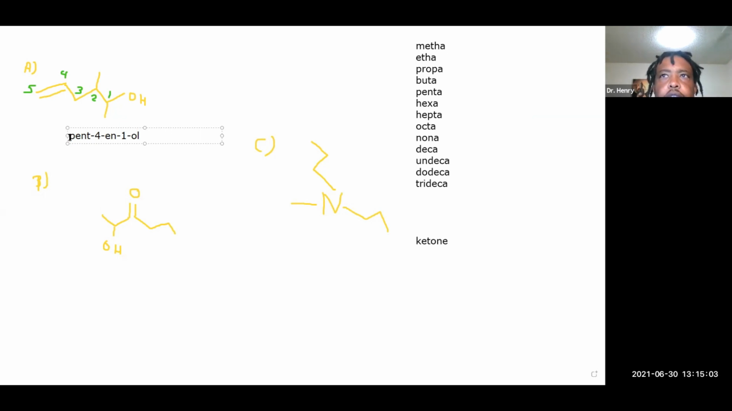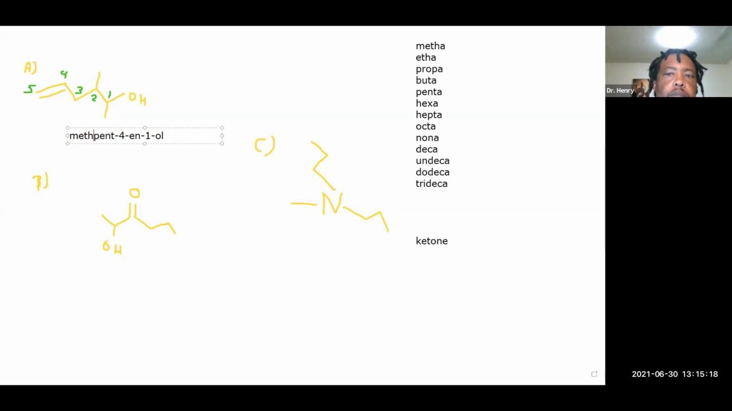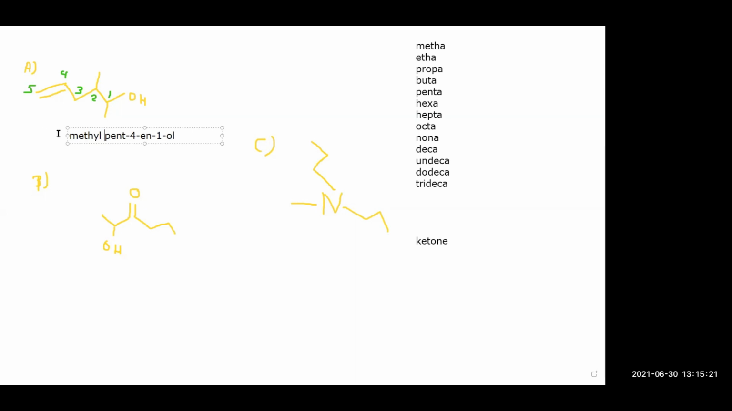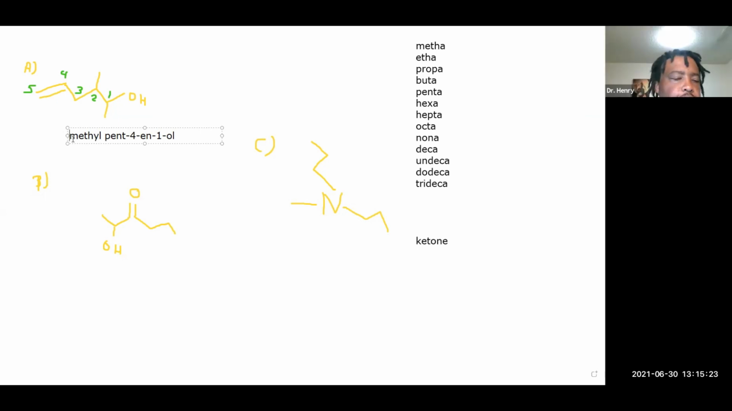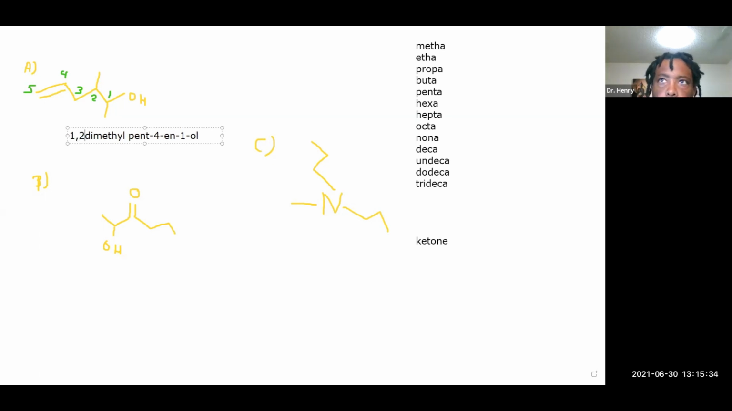So are there any other structures on this very first structure? Methyl. Okay. How many methyls? 2. Okay. Where are they located? And how do I account for 2 methyls? Prefix of di, and you can find them 1 and 2. Okay. 1 and 2 dimethyl pentaphorene 1-ol.